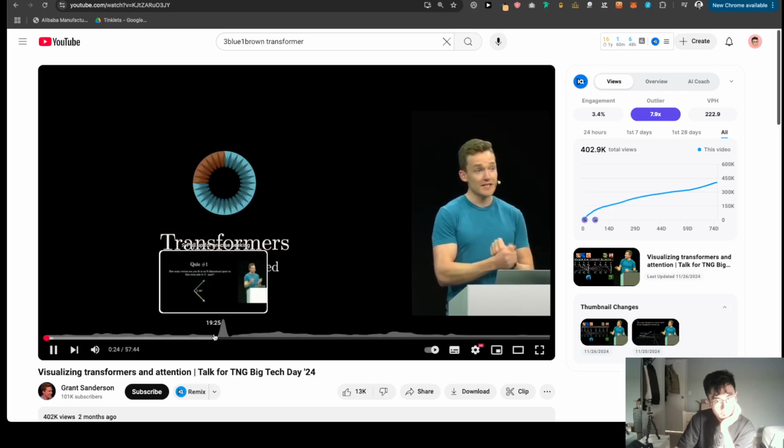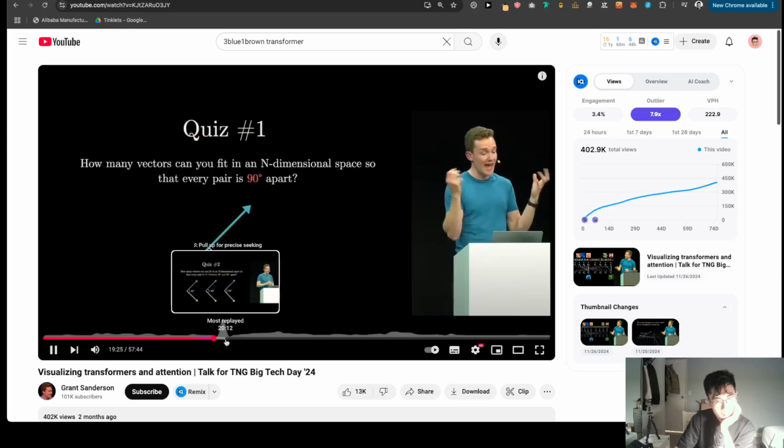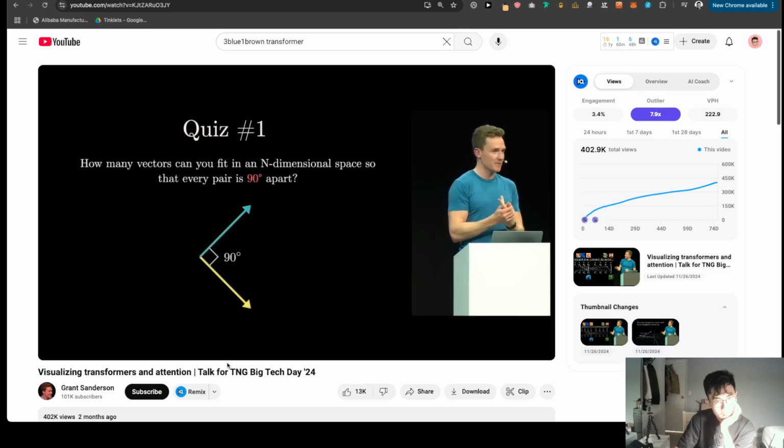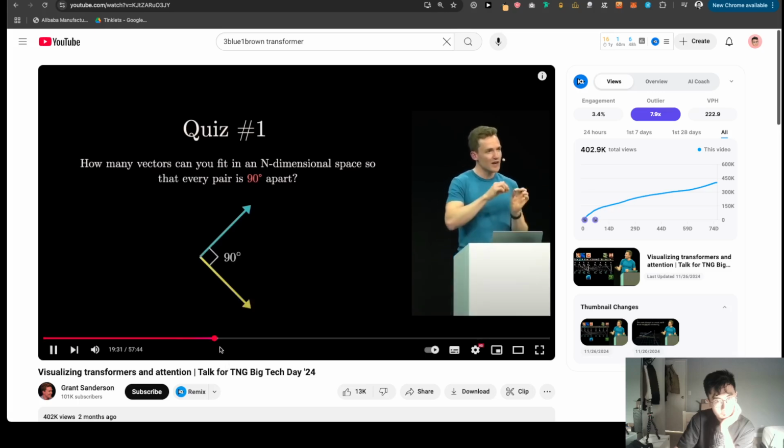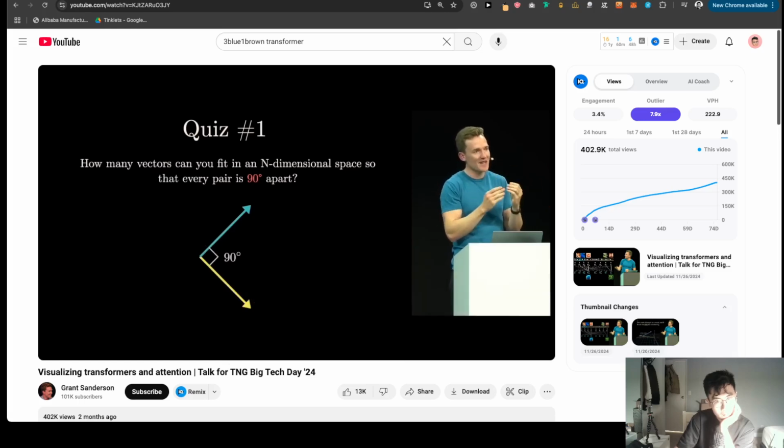For example, I think most people know that large language models consume a lot of computation, they take a lot of resources, fit into an n-dimensional space so that every pair is 90 degrees apart. The reason this would be relevant, if you want distinct directions in the space to correspond to distinct ideas, if they're perpendicular, that helps you from having unwanted overlap.